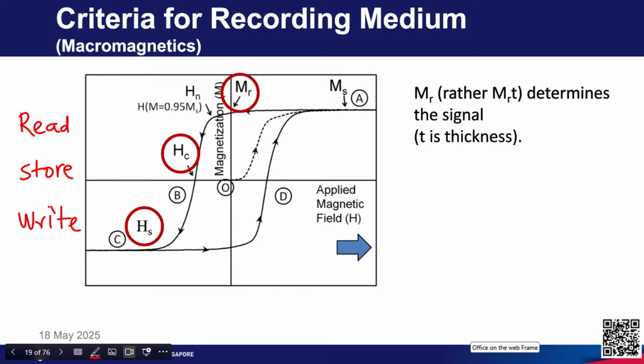We learnt about MR. MR is the magnetic moment retained by the magnetic material even after you remove the magnetic field. Let us say you saturate, then you remove the magnetic field, you reach here. There is some magnetic polarity retained by the magnetic material, and this is the one that generates the magnetic flux. If you multiply MR, the remnant magnetization of the material, by t, which is the thickness of the film, the MRT determines the signal for reading information. So, this part of the hysteresis loop is related to the read property of the recorded information.